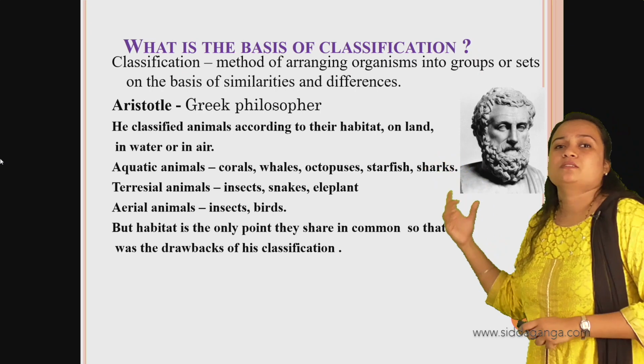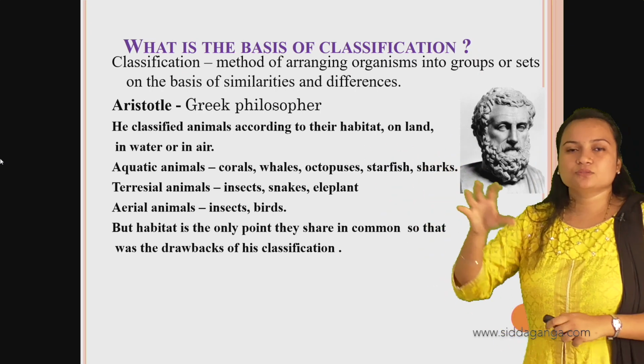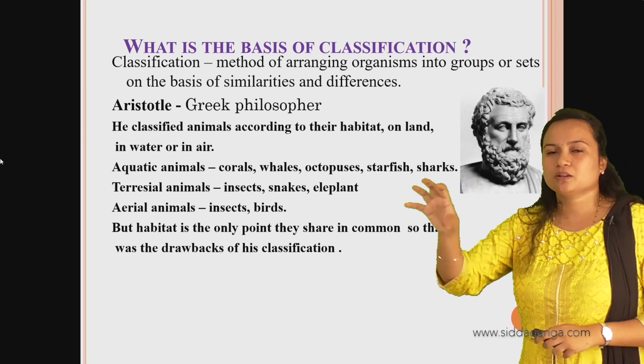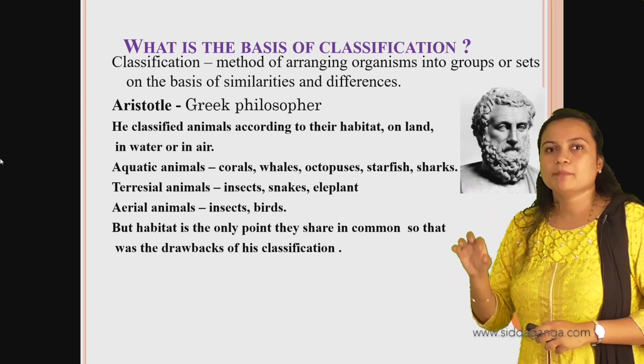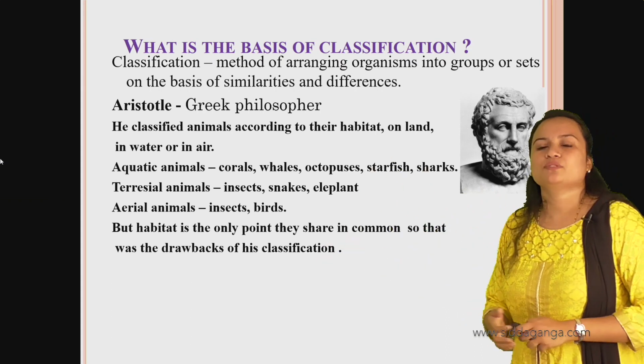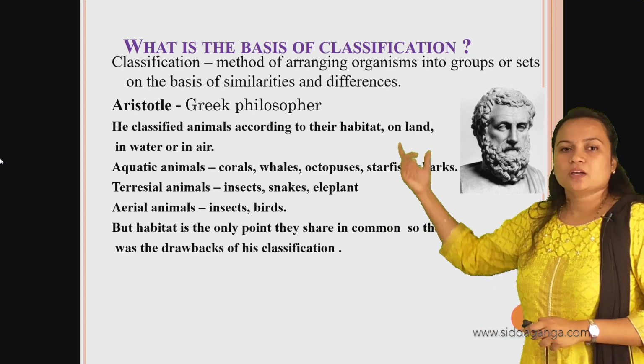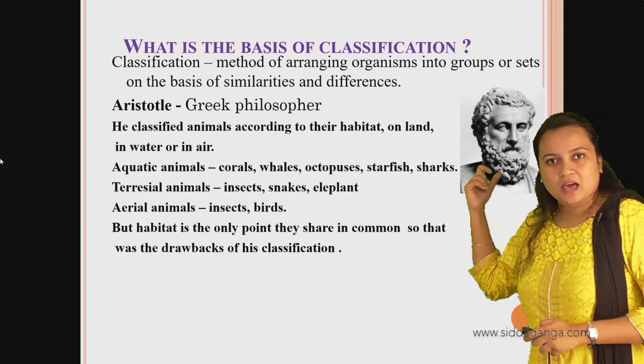Each one is different, very much different from one another. So here we can't group them in a particular group, and we can't study their characters, because there is obviously a difference. How can we study that? So here, aquatic animals are of different types.